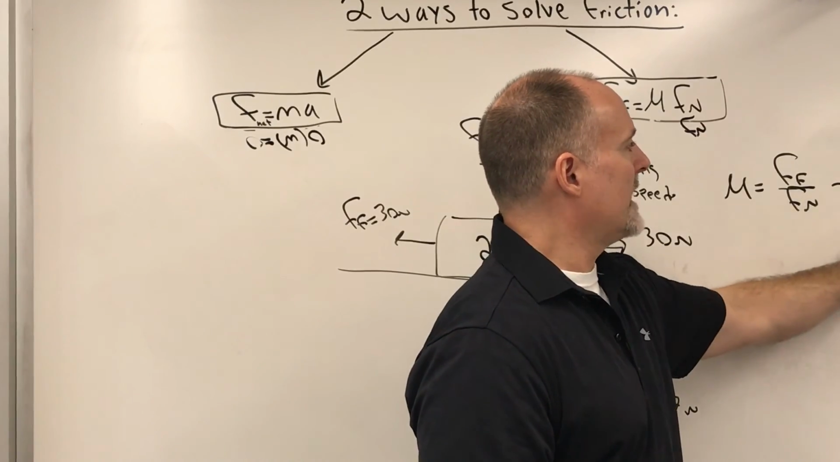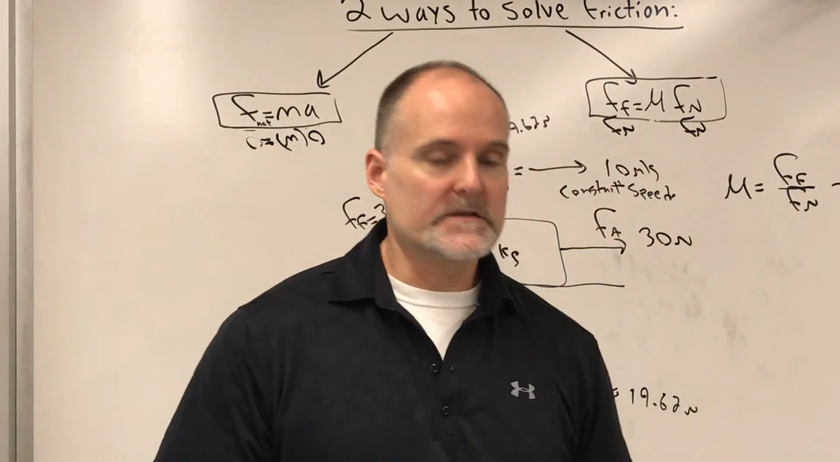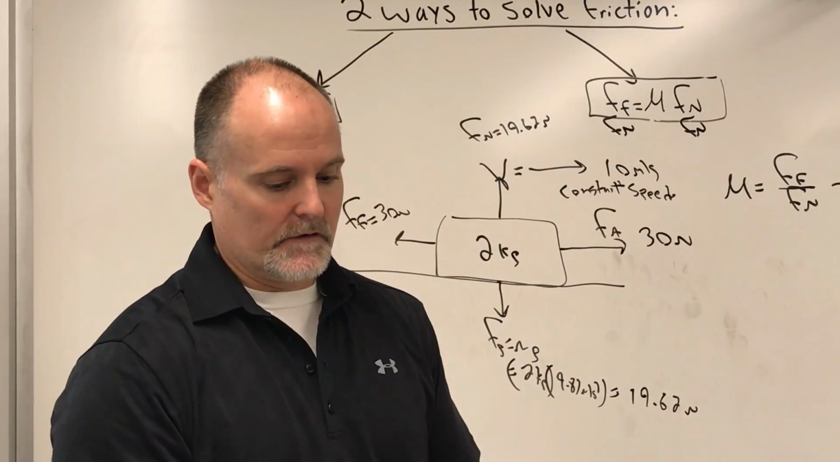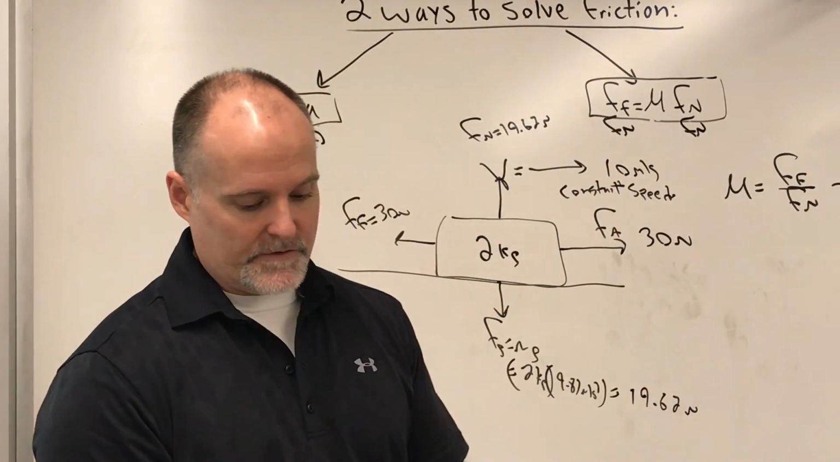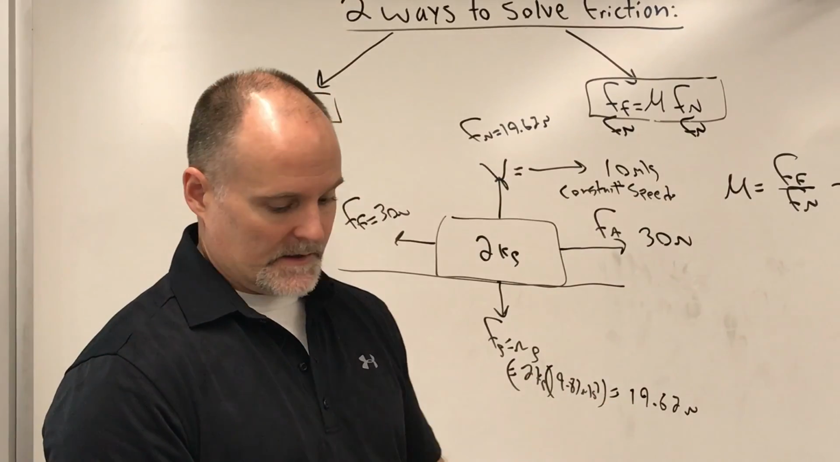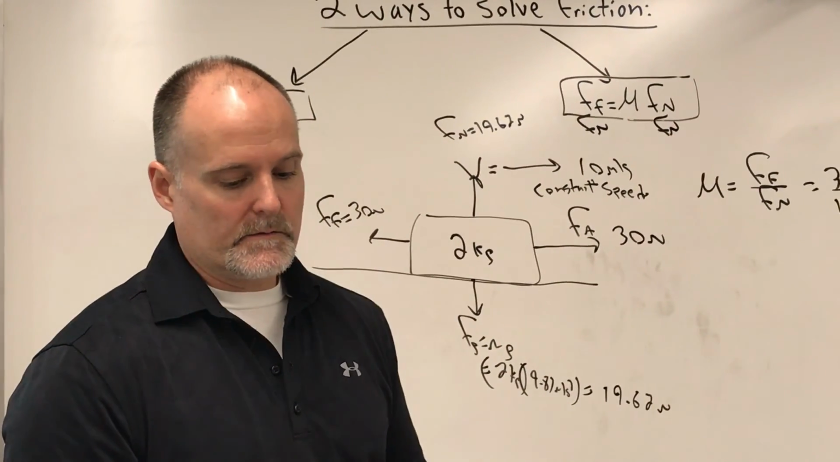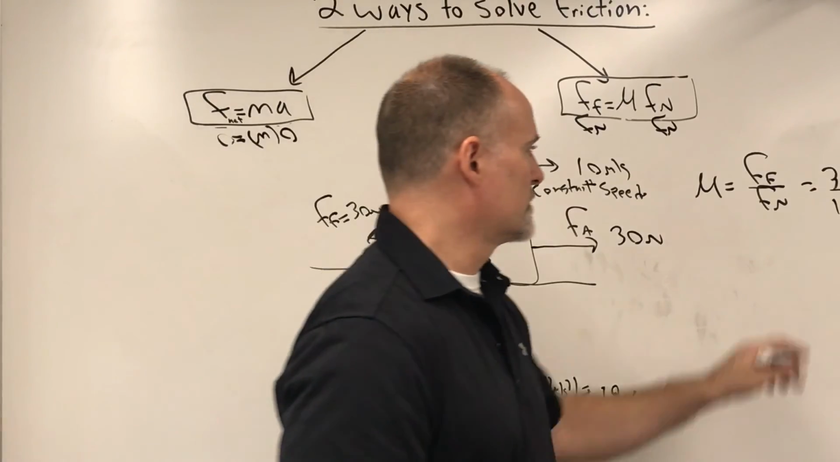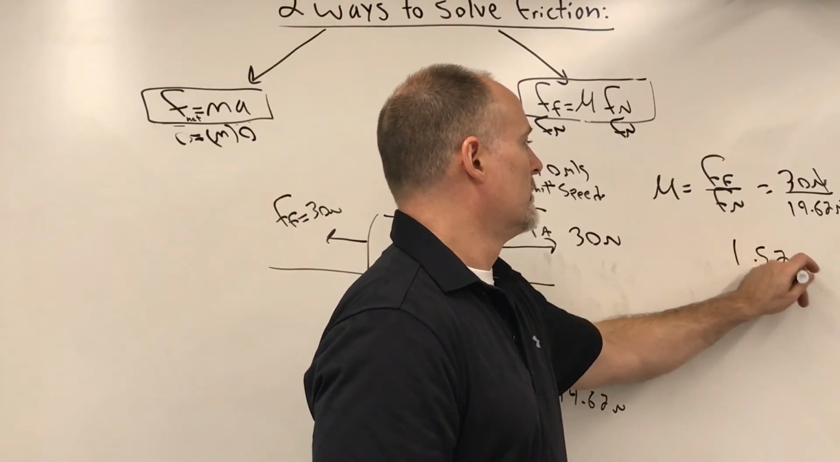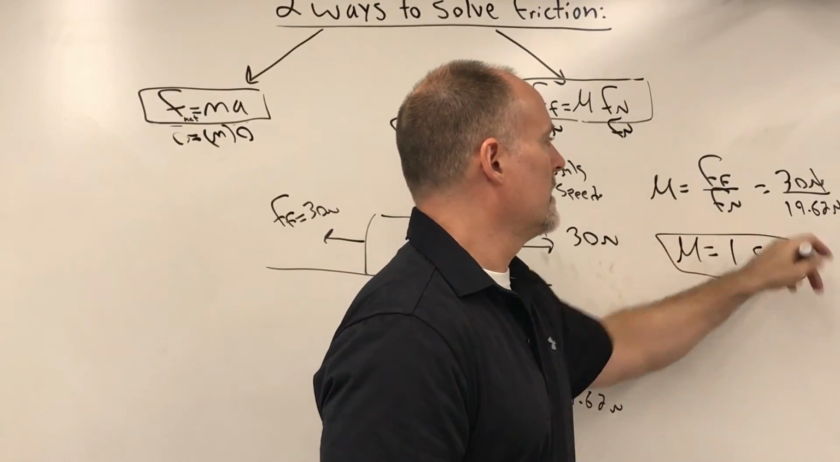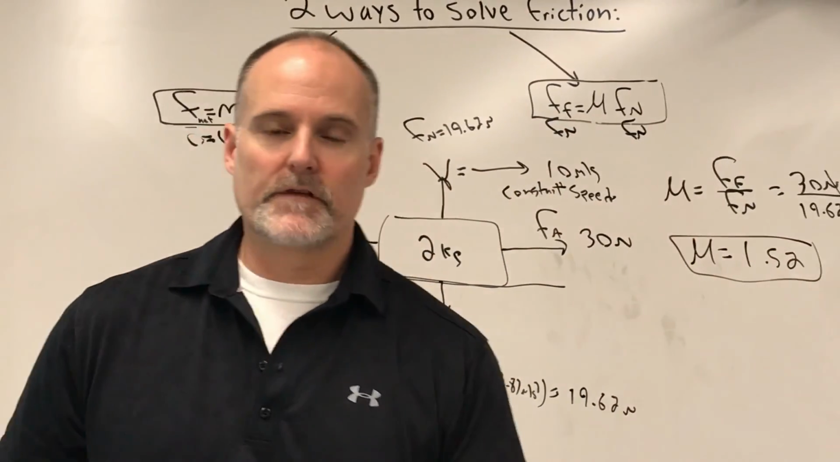Notice that the newtons cancel out. That makes perfect sense because we know the coefficient of friction has no units. So finally, we're just going to divide it out. 30 divided by 19.62, we get 1.52 for the coefficient of friction. Okay, so that's how you would get the coefficient of friction.